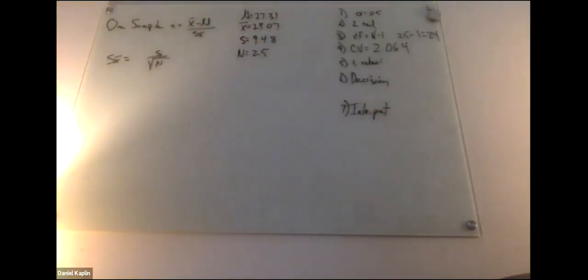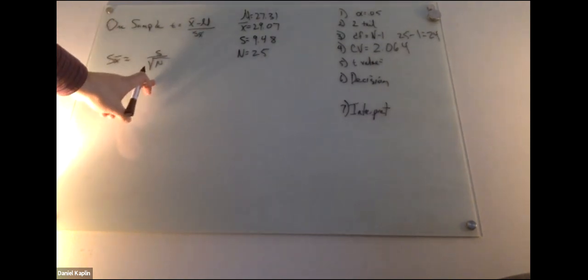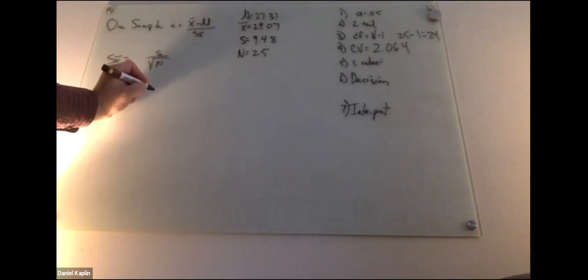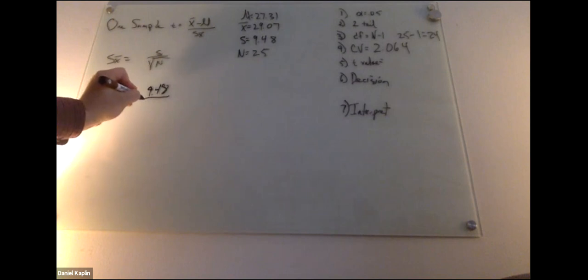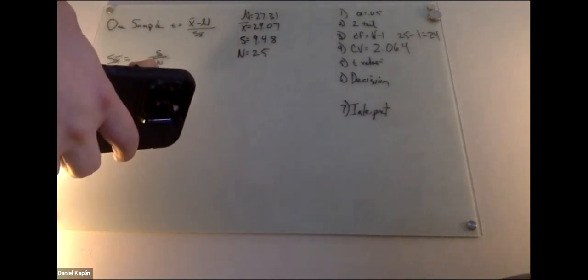All right. So now I'm ready to calculate. I'm ready to crunch my numbers and see what I find. I always like to do my standard error of the mean first because that's the denominator. So we're going to put 9.48 divided by the square root of 25.